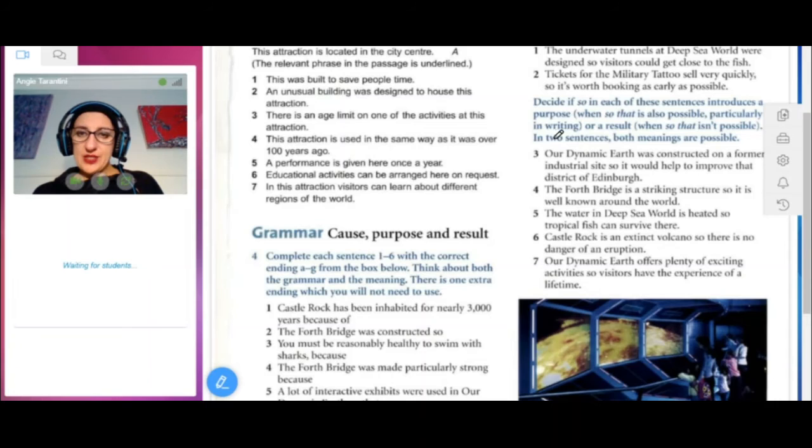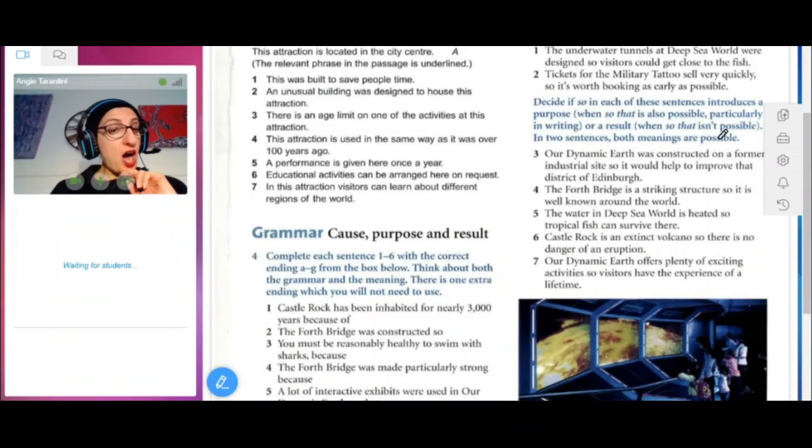Now, look at these sentences from 3 to 7. Decide if so in each of these sentences introduces a purpose, when so that is also possible, particularly in writing, or a result, when so that isn't possible. In two sentences, both meanings are possible. Now I'll give you 5 minutes for this.